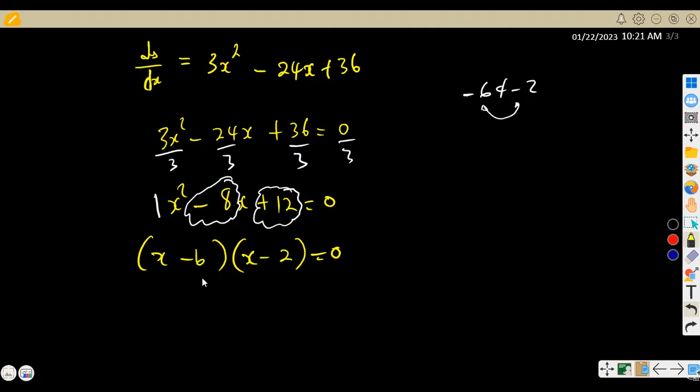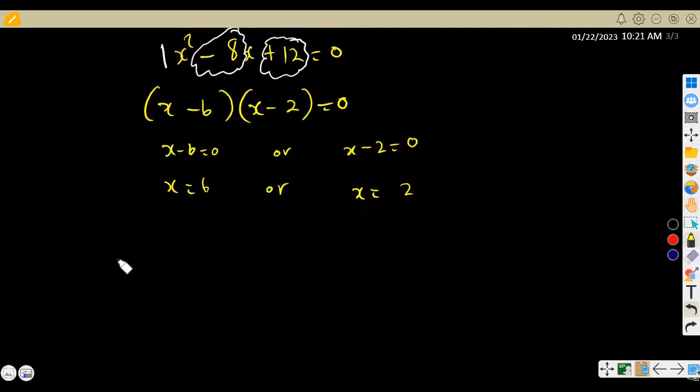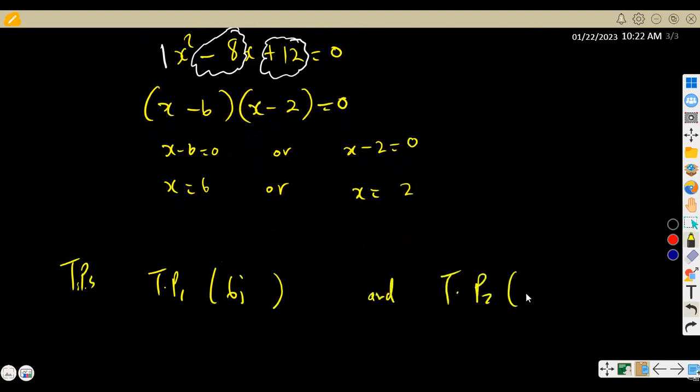So either one of these brackets must be equal to 0. Therefore, we can calculate the value of x if each of these is equal to 0. So x will be equal to 6 or x will be equal to 2. Remember, these are the maximum or minimum turning points that you are calculating. So our TPs, the turning points: the first turning point is when x is equal to 6, we find the value of y. And the second turning point, when x is equivalent to 2, we find the value of y.